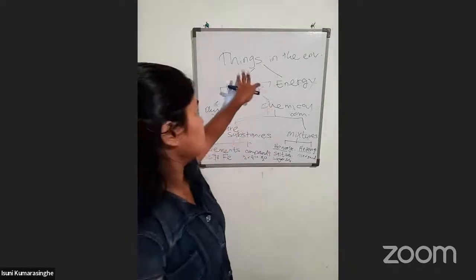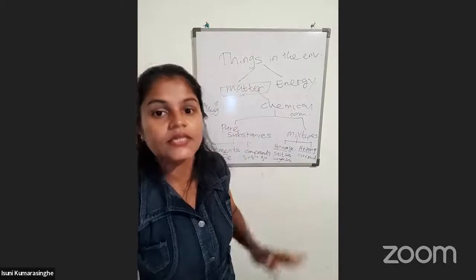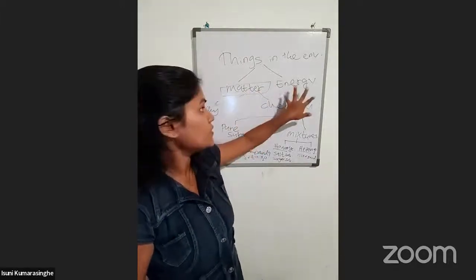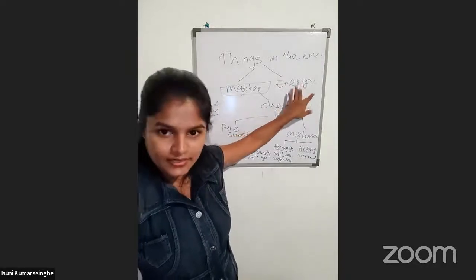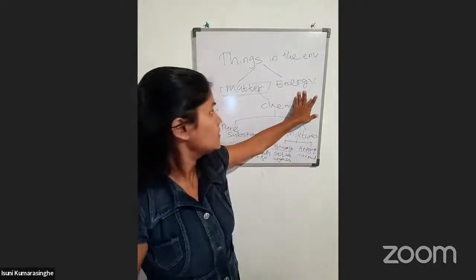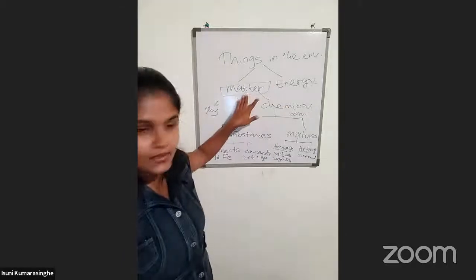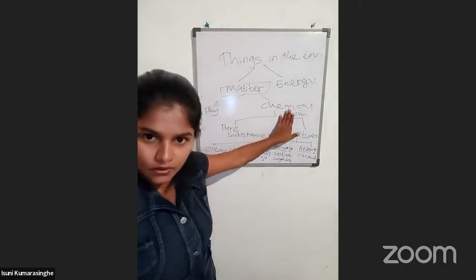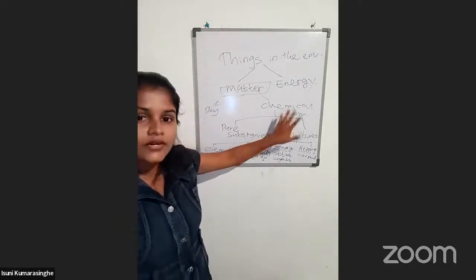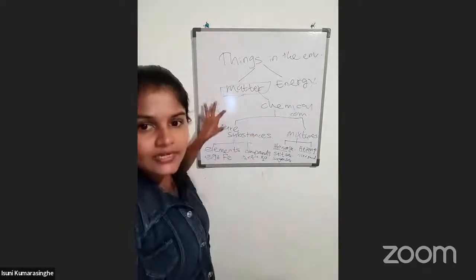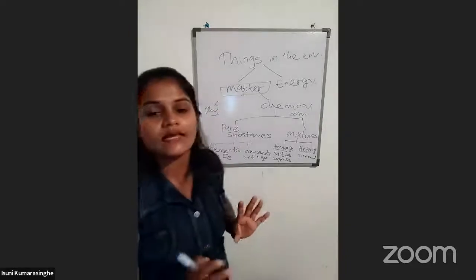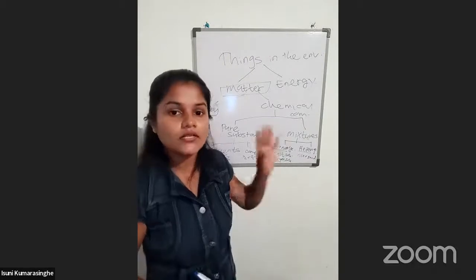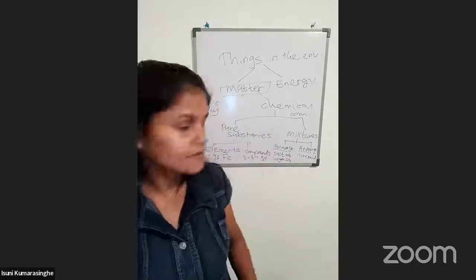Things in the environment are normally categorized into two: energy and matter. We are not going to discuss energy in this lesson, so we will discuss matter. Matter can be divided according to its physical nature and chemical composition. We are not going to discuss the physical nature much. There are basically three states: solid, liquid, and gas.